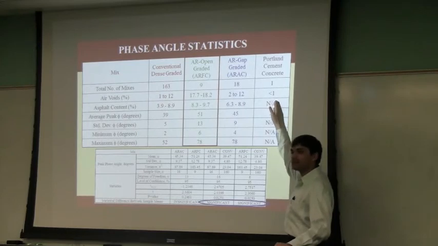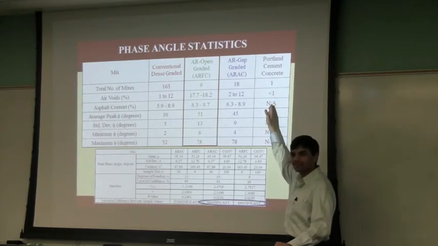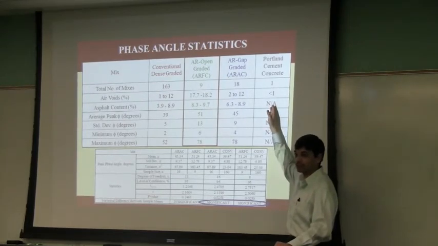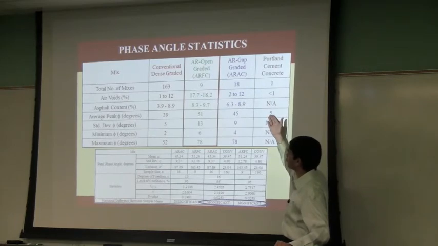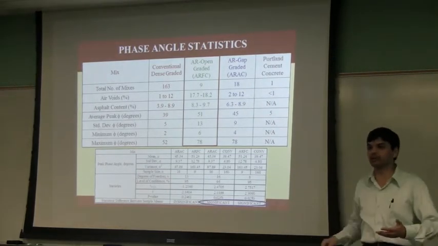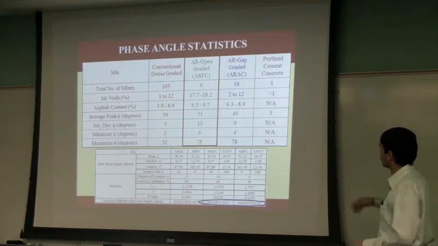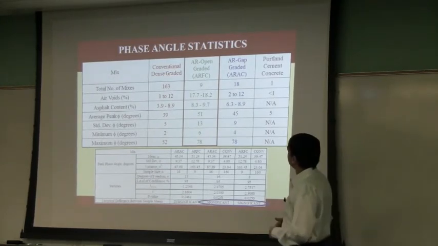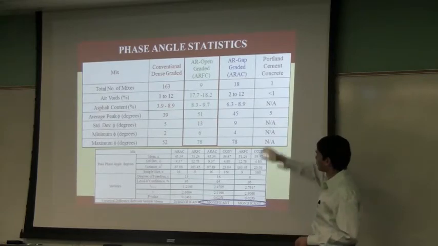Then we also tested a Portland cement concrete, which is still against the protocol. But we saw that the value of phase angle was about 5. We just said 5, it was really not 5, or 2 or 3. That was the lowest that we could see. But we just tested one sample.